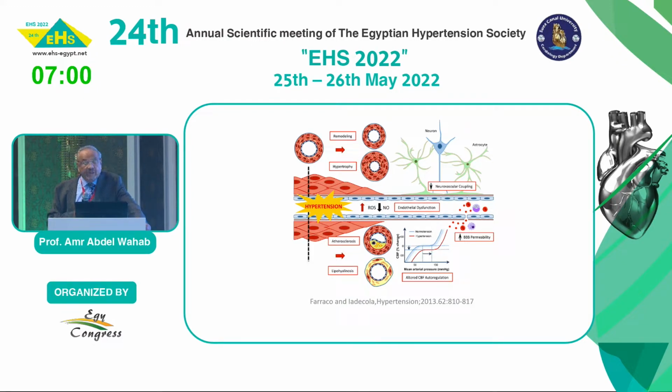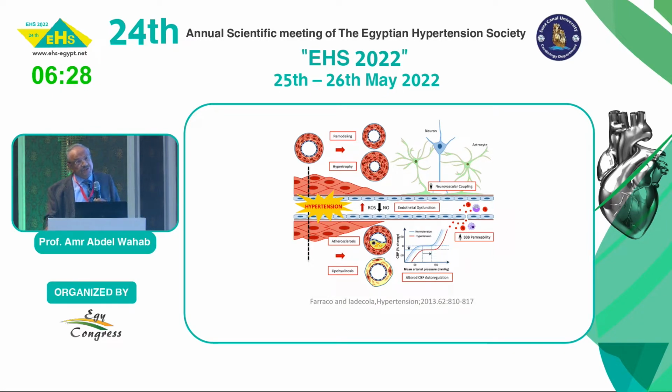Lipohyalinosis, okay, also in diabetes and hypertension. Altered cerebral blood flow due to disturbed autoregulation. We shift to the right in the curve. The shift to the right means that we need an increased mean blood pressure to maintain the same cerebral perfusion. We already said that diabetes disturbs the blood-brain barrier.